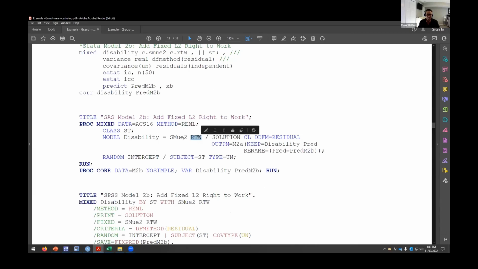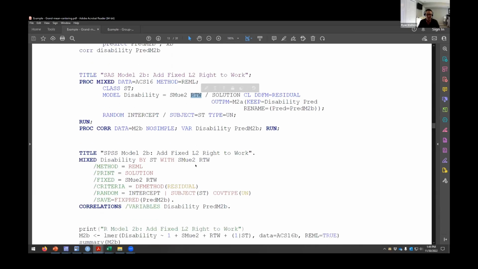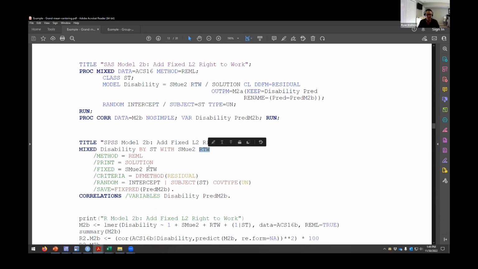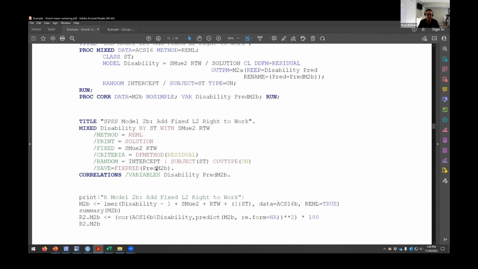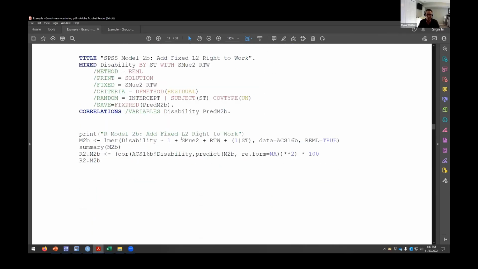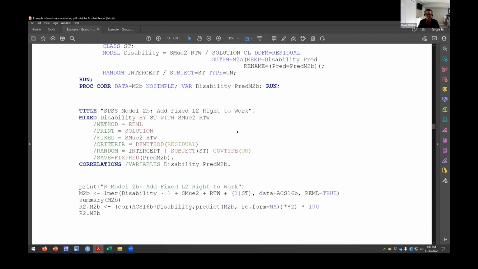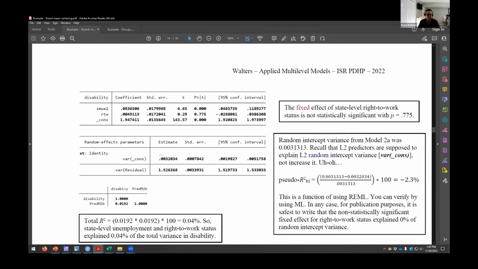We're going to go ahead and throw it on the model statement in SAS after with, and on the fixed effect statement in SPSS, and then still outside of the parentheses in Lemur. Okay, asking for the exact same thing conceptually. Again, asking for those predicted outcomes, predicted disability based only on the fixed effects, correlating and squaring. So if we scroll down, we can see here now that we've added in state level right to work.